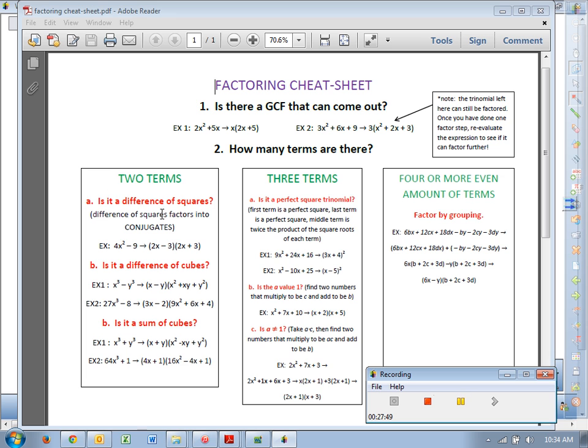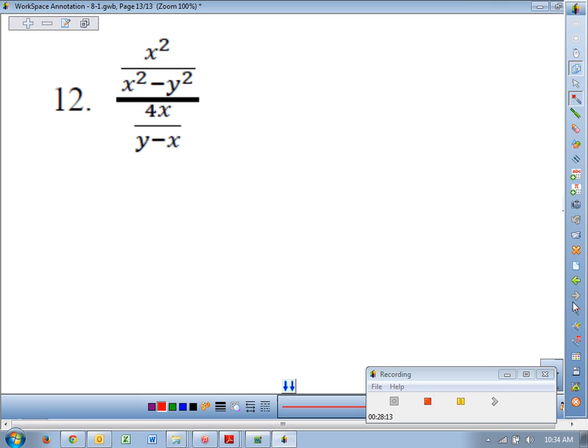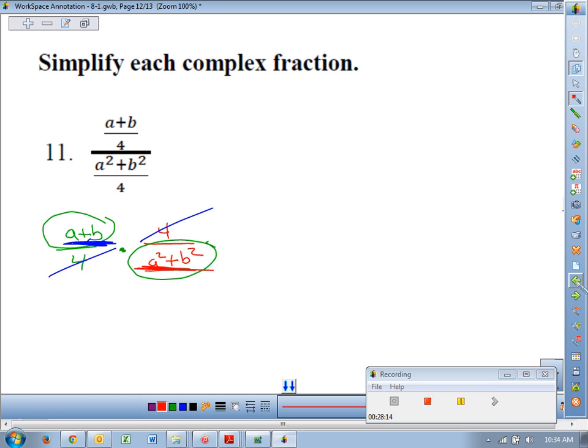Is A squared plus B squared a difference of squares? Yes or no? Why not? Because it's a sum, not a difference. It's A squared plus B squared. You with me? Is it a difference of cubes? No, they're squared, not cubed. Is it a sum of cubes? No, they're squared, not cubed. That means that that can't factor. So you're left with A plus B over A squared plus B squared.